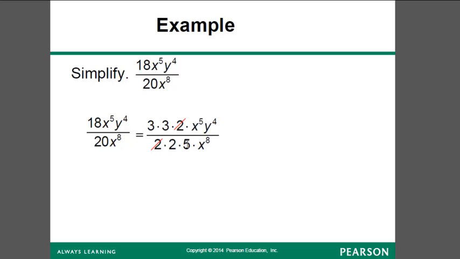Now then, notice I have an x in both the numerator and denominator. Where is my largest exponent though? Numerator or denominator? It is in my denominator. So I'm going to subtract my exponents of my x in the denominator. I now have 3 times 3, y to the 4th, over 2 times 5, x to the 8 minus 5. And that leaves me with 9, y to the 4th, over 10, x to the 3rd. And this will be my final answer.